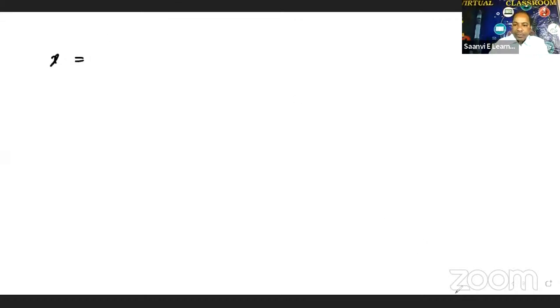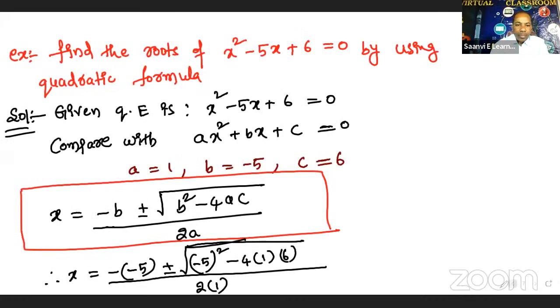So here, minus into minus of minus 5 is there. So minus into minus is plus, it means we get plus 5 here. Minus into minus plus, we get plus 5. Plus or minus root b square.